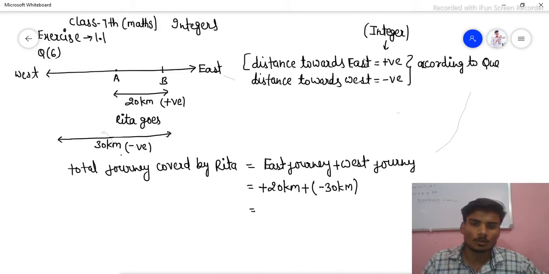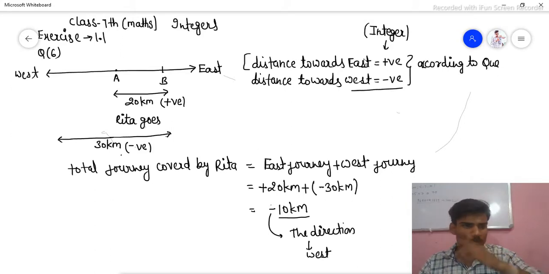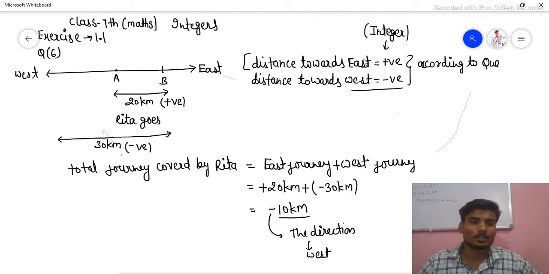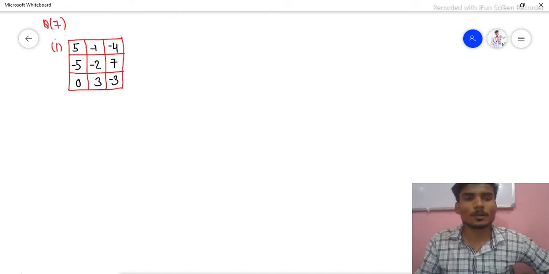So the total journey is overall minus, since the minus value is greater, so overall minus 10 km. This shows the total result and this shows the direction. The direction is west, because a negative integer means west direction. So this is question number 6, exercise 1.1. Now again, question number 7, part first.